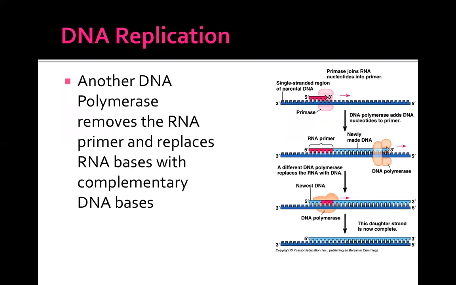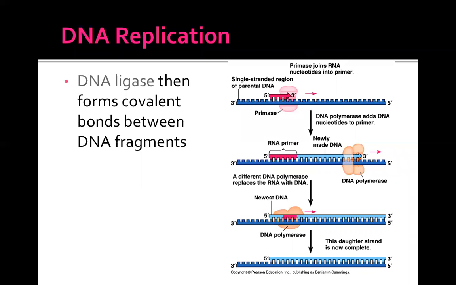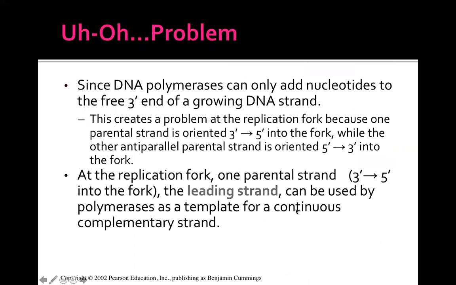Another DNA polymerase removes the RNA primer and replaces it with DNA. Okay, so DNA polymerase has to attach to a hydroxyl group. It can't start from nothing, whereas RNA polymerase can start from nothing. So this then goes in and it removes the RNA and puts DNA in. Then I've got ligase. This forms covalent bonds between the DNA fragments. So I went here and I have new DNA that was put in, right? I have to connect this last one with the new one, and ligase does that.